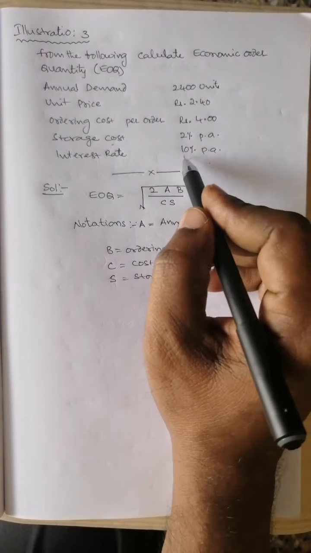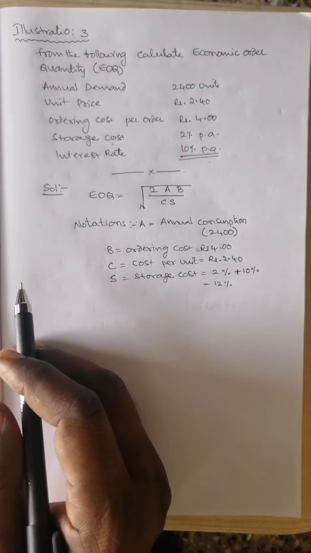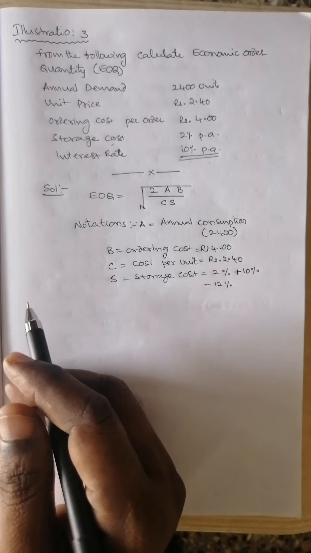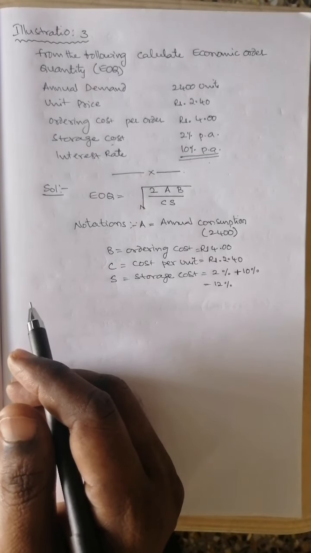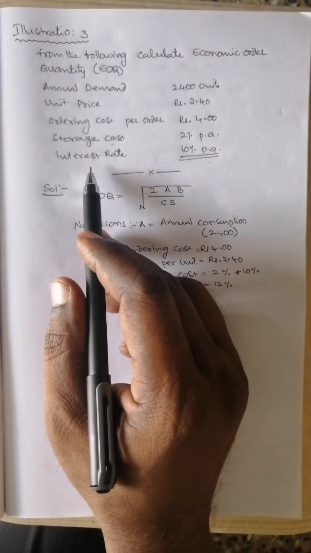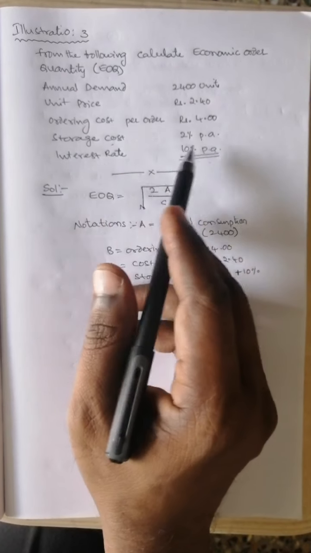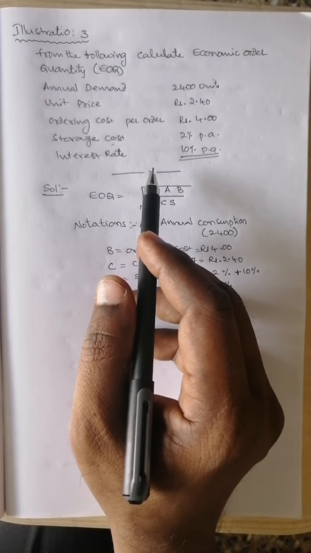Now this is a new item given in the question. Additional information that we are observing here. In the previous two illustrations, that is illustration 1 and 2, such interest rate is not given. Up to storage cost only given, which was in percentage in the previous problems also.